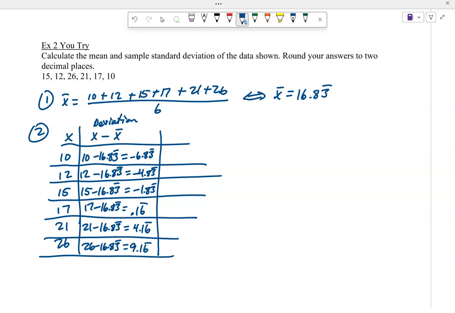Now that I've done that, I'm going to need to know the deviation squared. So I'm going to square each of those. So I got negative 6.83 is being squared now. That'll give me 46.694 repeated.